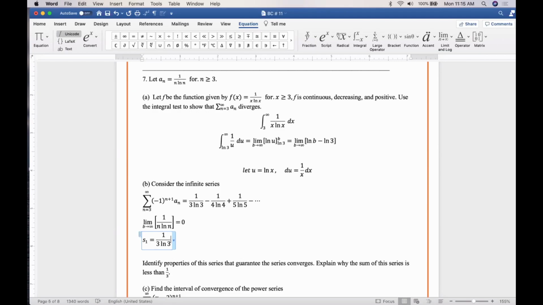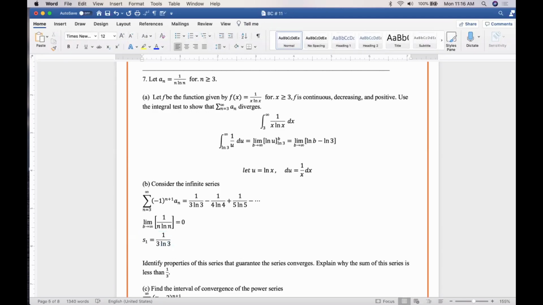Yes, it is less than 1/3 because the denominator is bigger than 3. This is a value bigger than 1, because 3 is bigger than e. That means this is a value bigger than 1, which makes 1 times 3 bigger than 3. That means 1 over something bigger than 3 is less than 1/3. So this is less than 1/3 as it is, right?